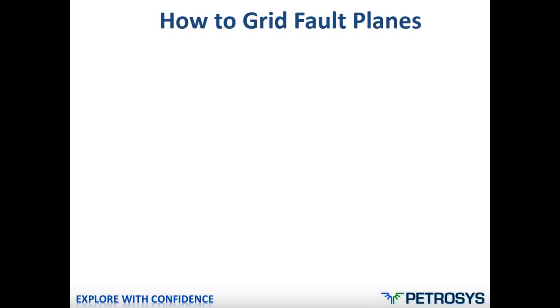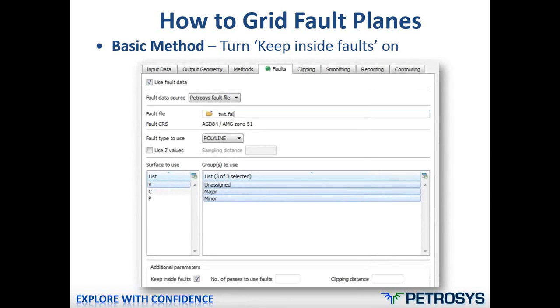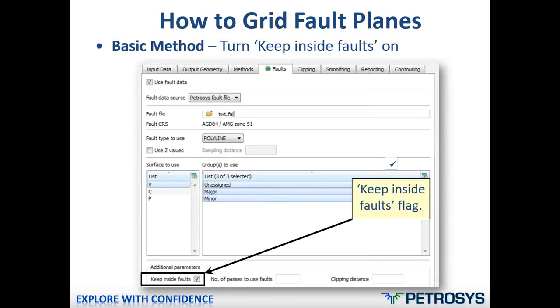How to grid fault planes in Petrosys? There are three ways of doing it. The first is a basic method, and this method is very simple. So in the gridding panel, in the faults tab, turn keep inside faults on. So in the bottom left part of the panel, check this box here, keep inside faults. And this method uses only one gridding algorithm for the entire grid, and it works well with some data sets. However, because only one algorithm is used, it has its limitations. And when we are gridding more complicated data sets, the areas of the grid within the faults may not always be a perfect representation of a plane.